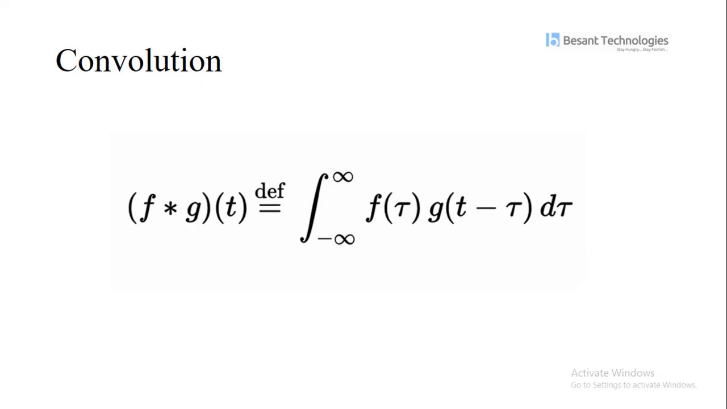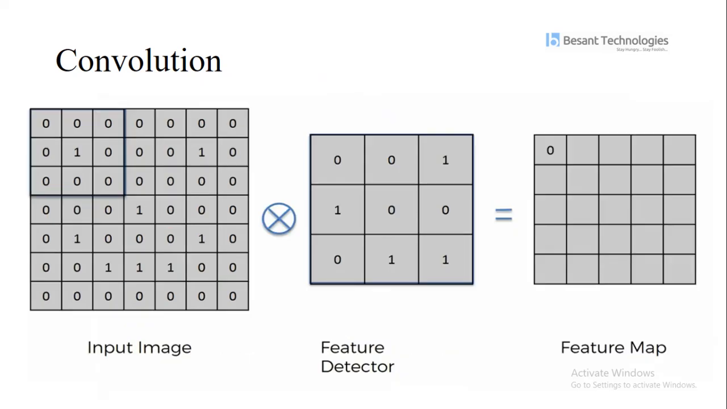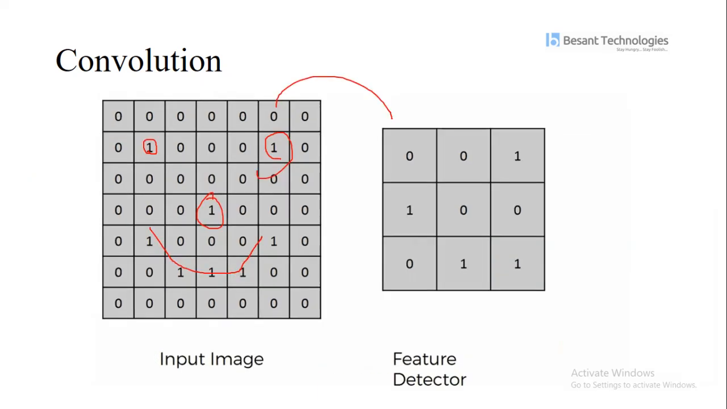So (f * g)(t) is defined as the integral from minus infinity to infinity of f(τ) g(t − τ) dτ. So this is your input image, which looks like this. We need to apply the feature detector. How is this going to work? This image is nothing but our happy smiley image. Now we need to convert our input image using the feature detector. So how does the feature detector work?